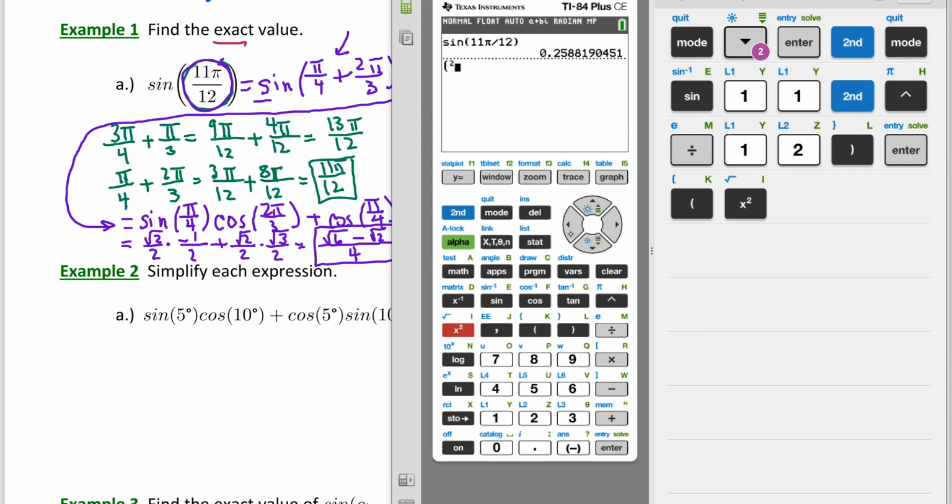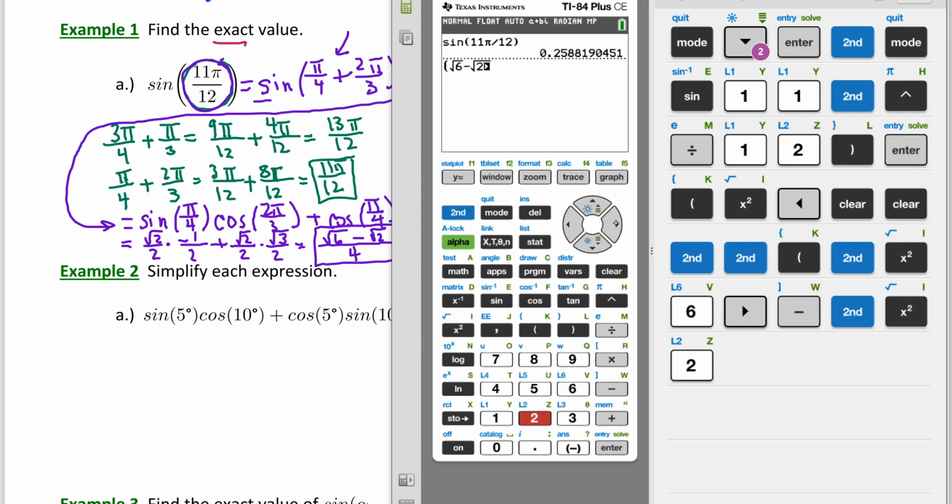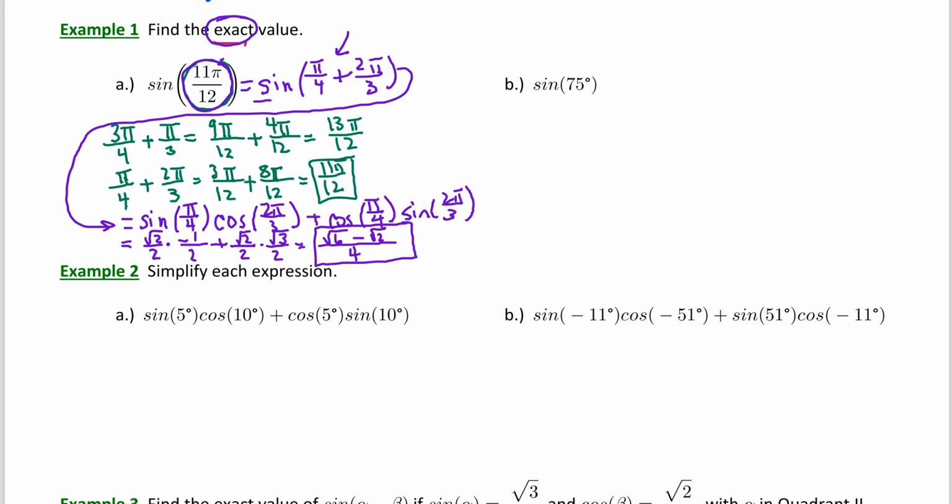Be careful how you type this in. You want to make sure, whoops, try that again. You want to make sure and include the operation in the numerator in a set of parentheses. So we have square root of 6 minus square root of 2, all divided by 4, and we come up with the same decimal approximation. So this indicates that our exact representation of sine of 11 pi over 12 is correct because the decimal approximations are the same. We're not interested in reporting the decimal approximation because remember, the problem says give an exact value, but we can certainly work our way around that in order to check our answer. That's always a good idea on a test.